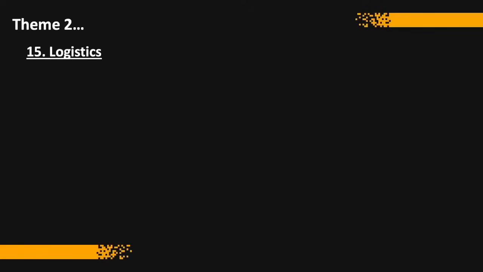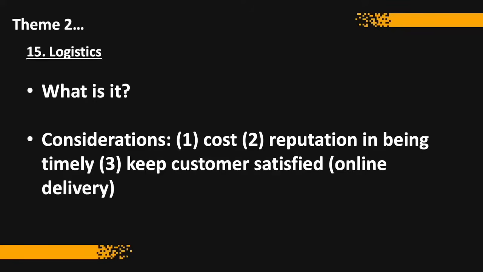Next thing to think about is logistics. So logistics, what is it? It's the process of planning, organising, managing the flow of goods and services from the point of origin, maybe the supplier, maybe the factory, into the point of consumption, the shop maybe. In simple terms, it's transportation. So considerations you want to think about, well, the cost of your logistics department, the reputation of your logistics department. Maybe you need to get it to your customers quick, particularly if you use e-commerce, online delivery. You want to be thinking about customers being satisfied as well in terms of online deliveries, that timely delivery.